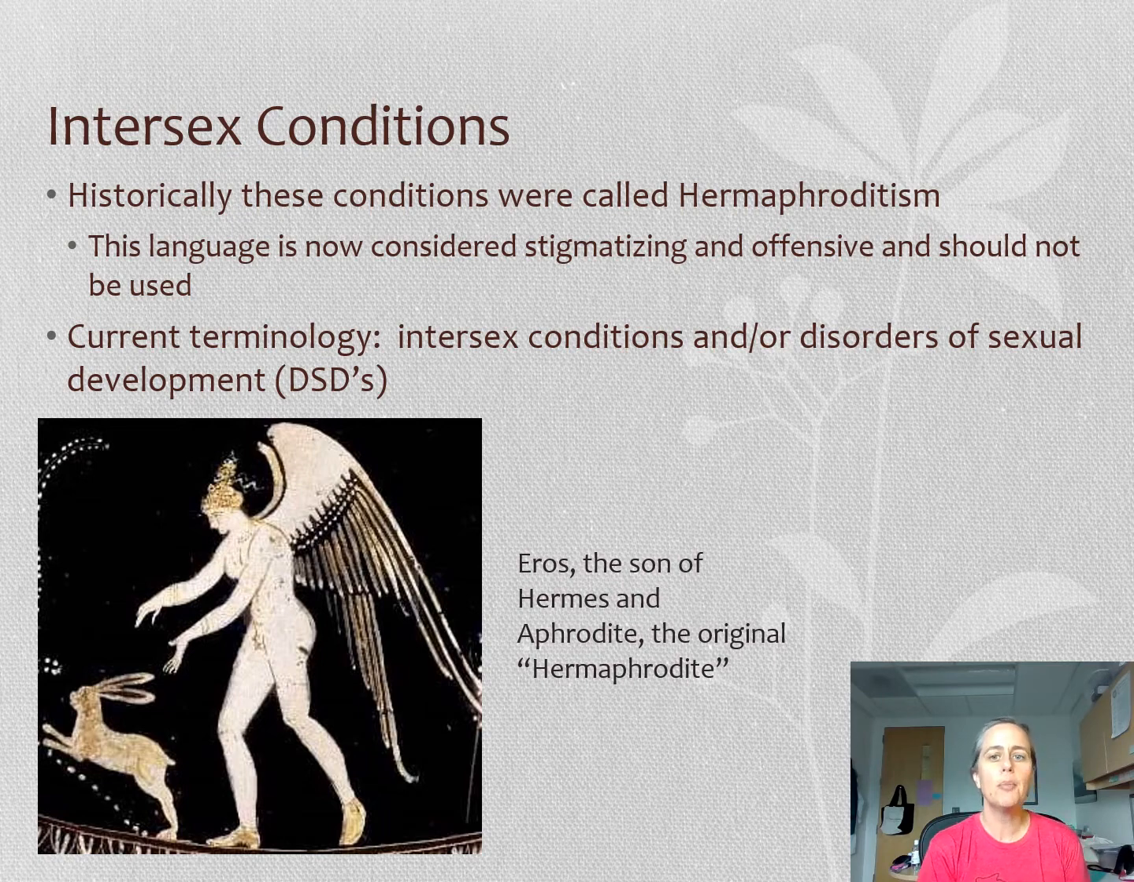Historically, the term hermaphrodite or hermaphroditism was used. That language is no longer used. It's considered stigmatizing and offensive. It came from the fact that Cupid, or Eros, who was the child of Hermes and Aphrodite, was actually an intersex god. And so that's where the word came from, but we now use the term intersex instead, or sometimes disorders of sexual development, or DSDs.